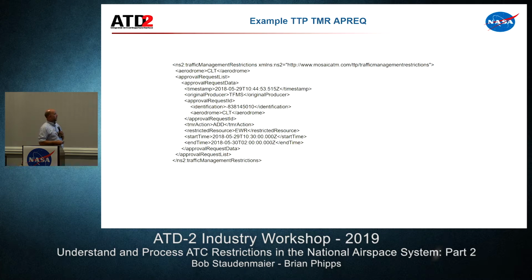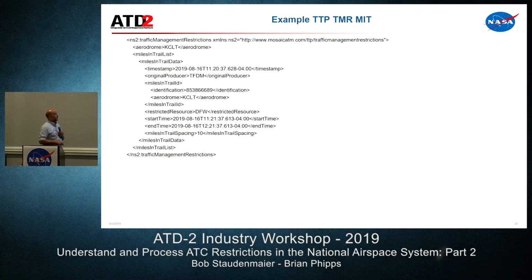This is an example of what the APRIC information would look like. As I mentioned, we have the start and end times down here. We have the Newark airport, which is our restriction resource. This is a new restriction coming in that's going to be added. And this is the unique identifier information up here along with some of the other source data.